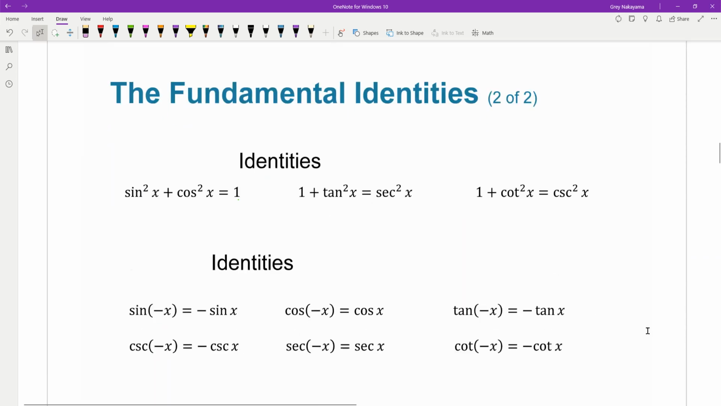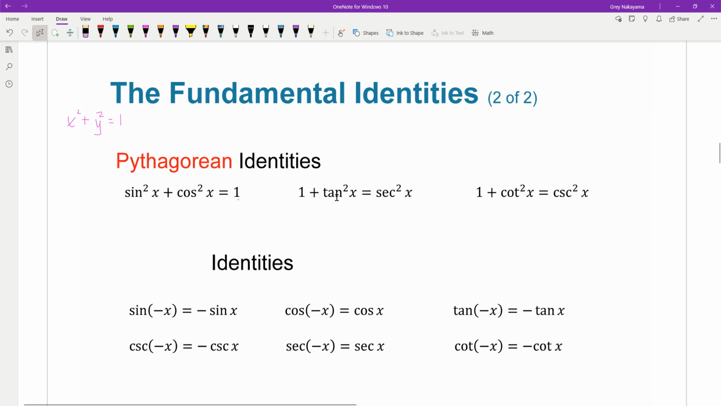Then we have the Pythagorean identities. If you remember from our unit circle, we learned x squared plus y squared equals 1. On the unit circle, x represents the cosine, and y represents the sine. So if you just make that simple substitution, you have this first Pythagorean identity. Now, how do you get these other two?